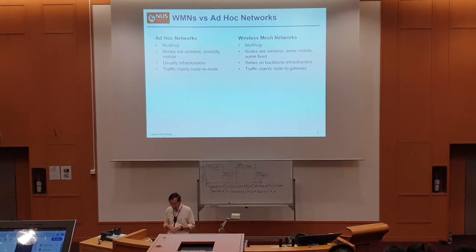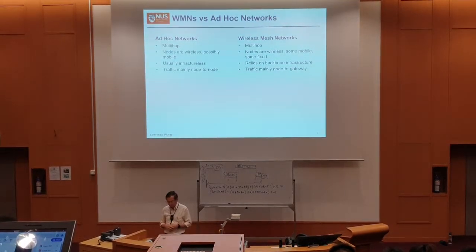Right? In the case of ad hoc, it's infrastructureless. In the case of mesh network, it relies on the backbone infrastructure, and we have different variants of this as you will see later. Traffic in the ad hoc network typically is node to node. That means it's peer traffic. In the mesh network, most of the traffic is between the node and the gateway, or the node and the router.